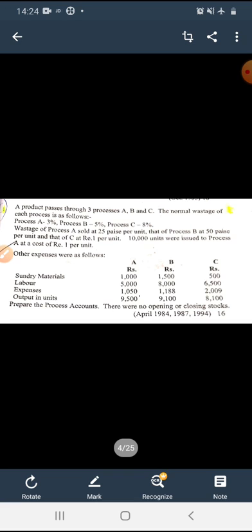See the problem. A product passes through three processes A, B and C. The normal wastage of each process is as follows: process A 3%, process B 5% and process C 8%. Wastage of process A is sold at 25 paise per unit, that of process B at 50 paise per unit, and that of C at rupees 1 per unit.